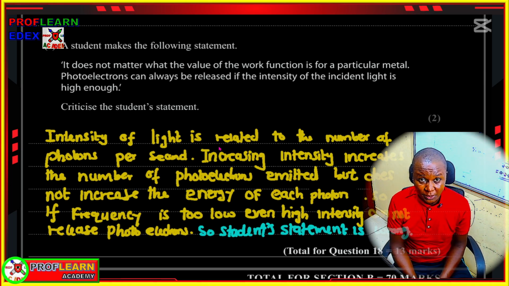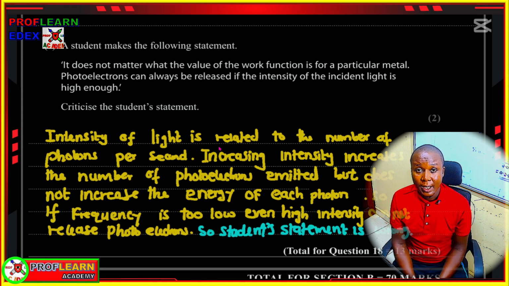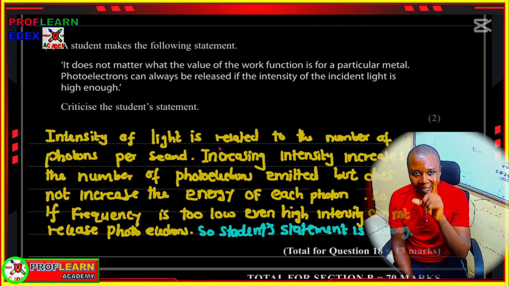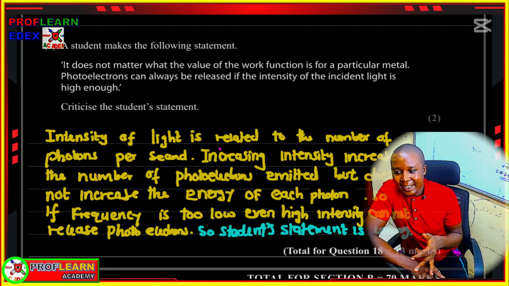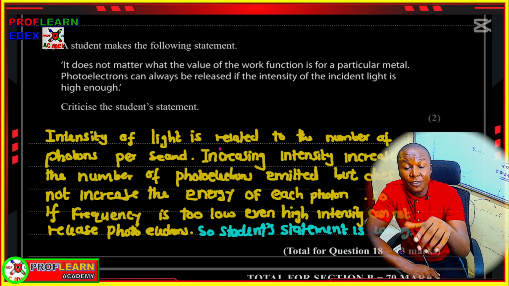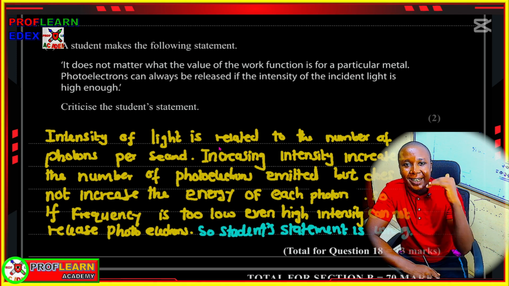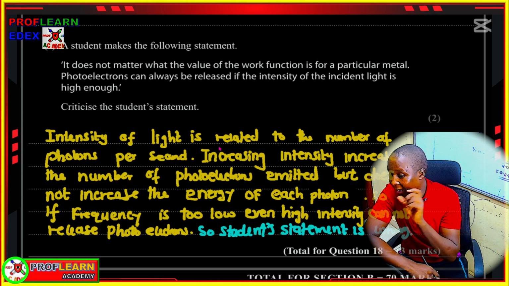That's a very serious statement, which is contradicting the whole aspect of electron emission. Something that we need to understand here is that the intensity of light is only related to the number of photons per second. So increasing the intensity increases the number of photoelectrons that will be emitted from the surface. It does not affect the energy of the photons. So this student is not correct.